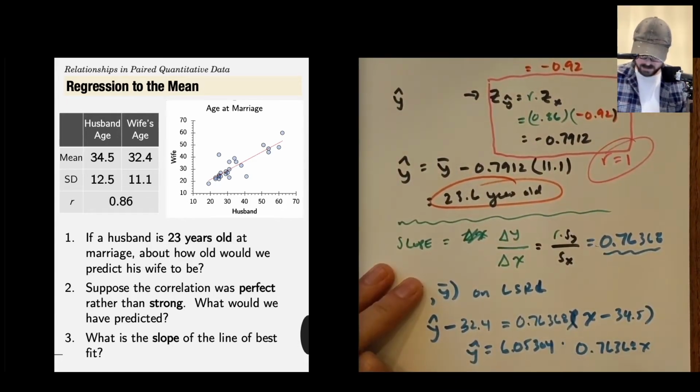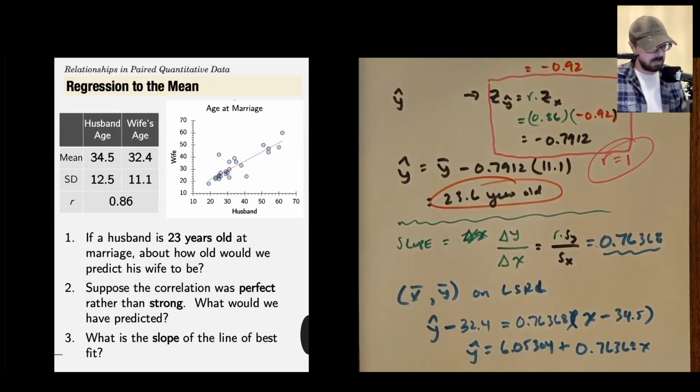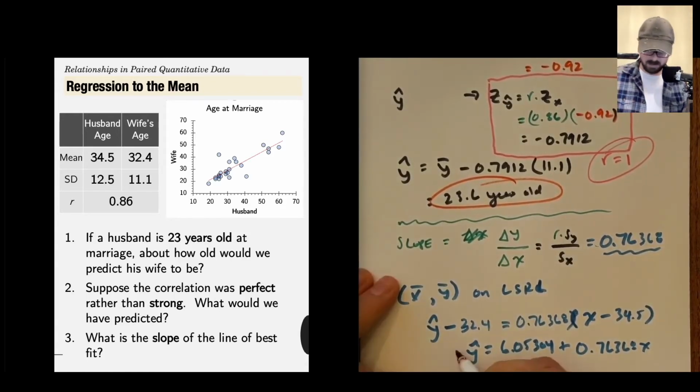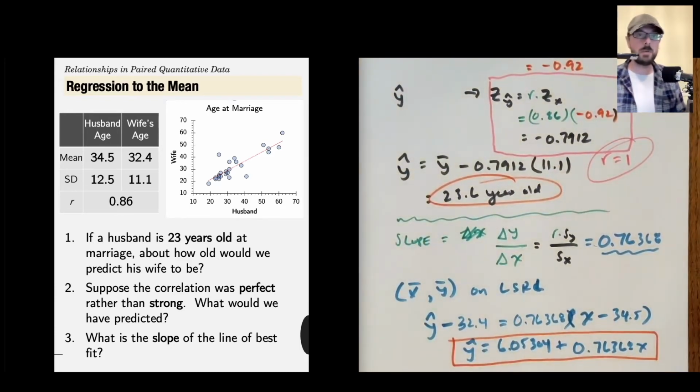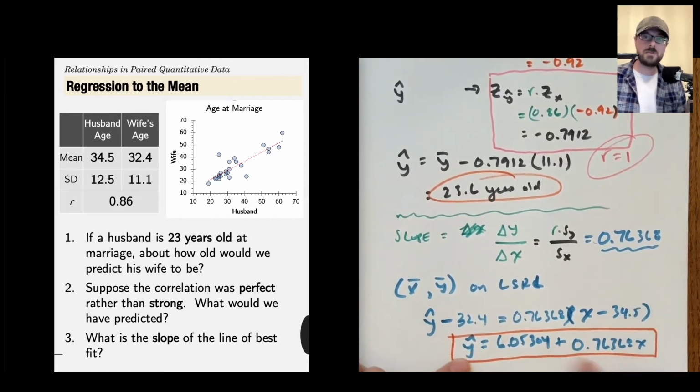And this, my friends, is apparently the equation of that line right there. If I'm going to predict where y is the age of a wife and x is the age of a husband, based on this data set, if we had similar folks in whatever situation they're in, assuming people are similar to those in the sample, we can predict the age of the wife will be 6.05304 years old plus 0.76368 times the age of the husband. And really nice, notice that this equation was generated entirely by the concept of regression to the mean.